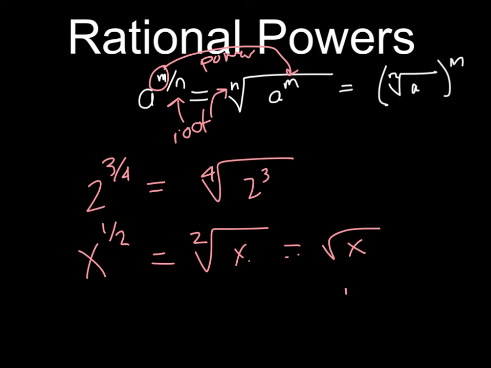We also want to be able to go backwards. So if you are given something like the 3rd root of x to the 5th power, we want to be able to rewrite that as x to the 5/3. So being able to go back and forth between the two different forms is what we want to be able to do with rational powers in this chapter.